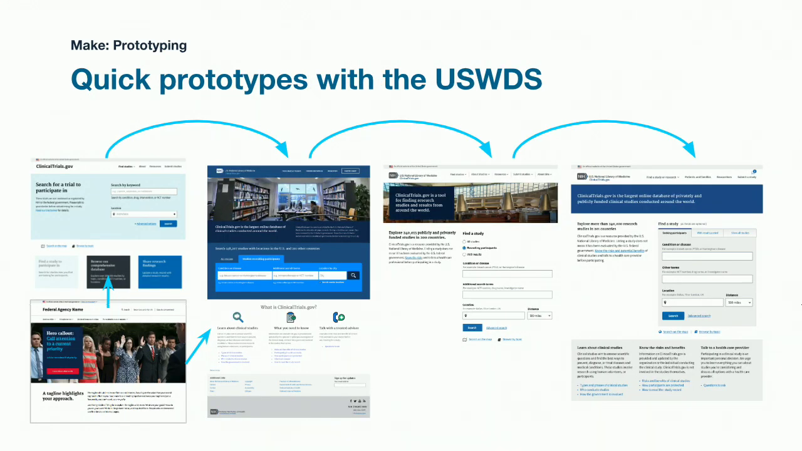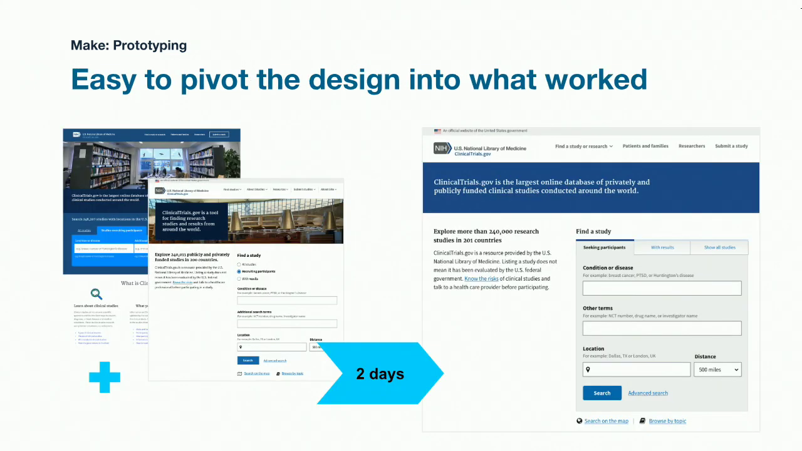And because the US web design system makes it so easy to prototype, I could evolve the designs right away. So that's kind of the design iteration that it went through. And it was easy to pivot to a design that worked. So we just combined the things that the users were successful at in both designs and came out with a new one that we could test the same hypothesis with.